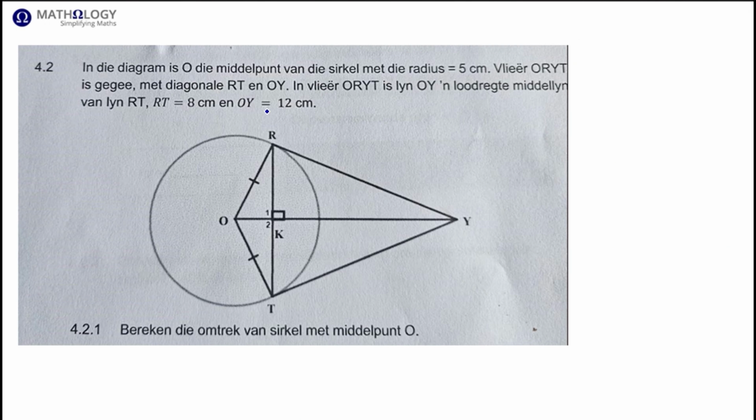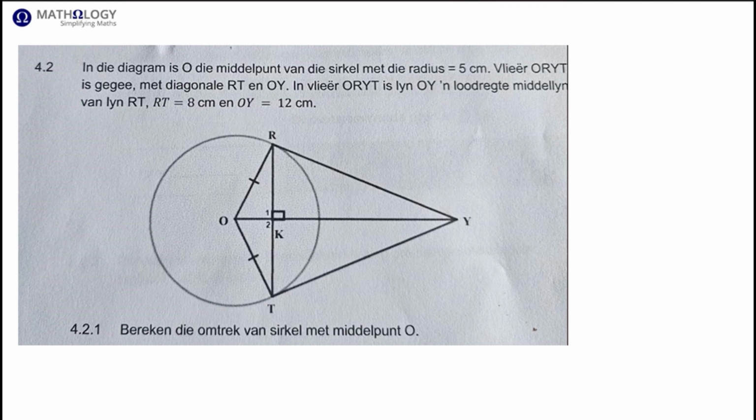In the diagram, O is the center of the circle with radius 5 centimeters. Quadrilateral ORYT is given with diagonals RT and OY. In quadrilateral ORYT, OY is the perpendicular bisector of RT. RT is 8 centimeters, OY is 12 centimeters. We're required to calculate the circumference of the circle with center O.